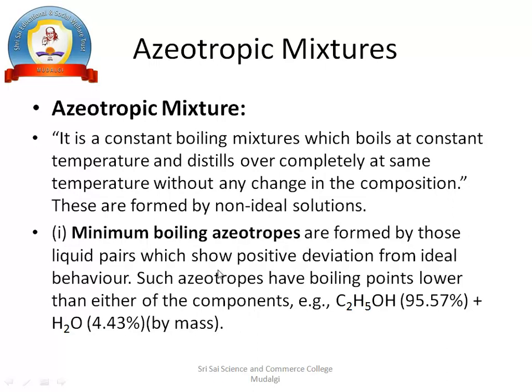How are these minimum boiling azeotropes formed? They are formed by liquid pairs which show positive deviation from ideal behavior or ideal solution. Such azeotropes have boiling points lower when compared to that of the components. So an example for this one is C2H5OH, that is ethanol, and water. So you can see these distill out without change in the composition, right? So this is for minimum boiling azeotropes.